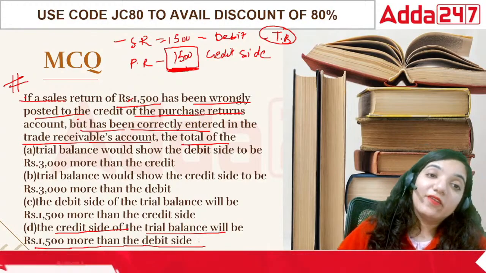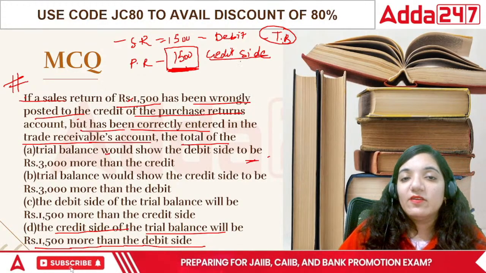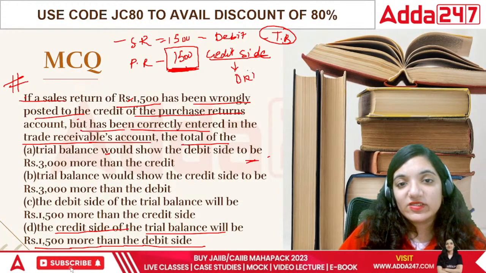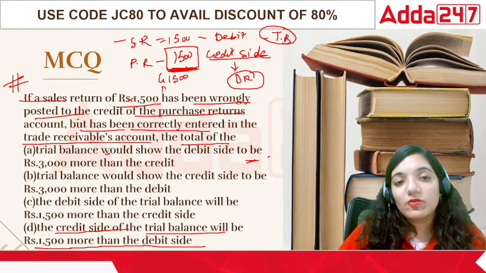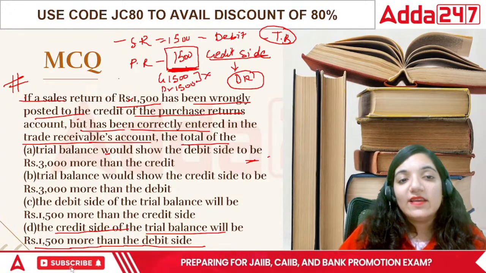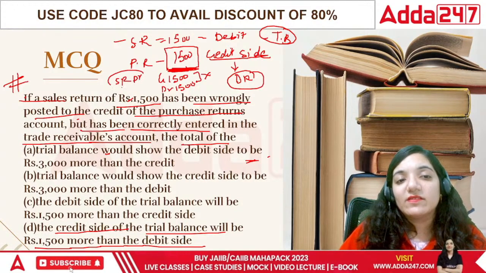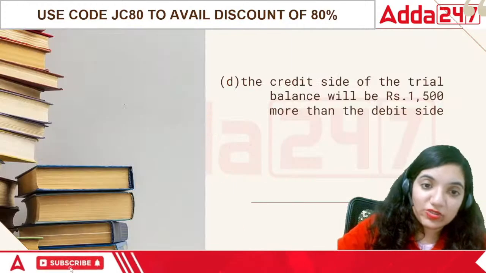When we rectify, first of all, this credit item has to be eliminated. We will create a debit for this, so that this credit 1500 is cancelled out with debit 1500. Both of them would be cancelled out, and then sales return will be debited. So the trial balance will automatically match, right?